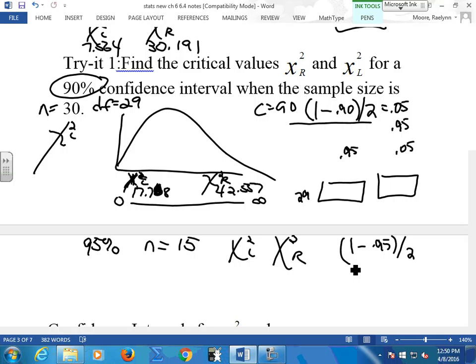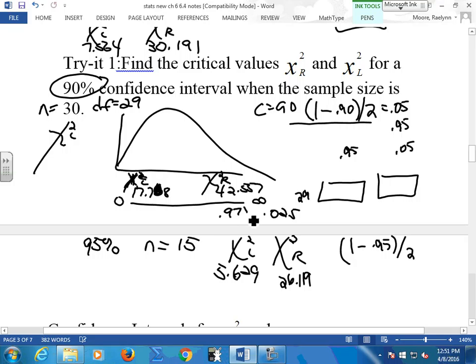You find it on your table? That's the left. What's the left? 5.629. 3.816. Shoot. I got 5.629. What did you look up on the top? 0.025 and what? Oh, I did. No, I went to 11 for degrees of freedom for some reason. You've got to go to n minus 1, 14.